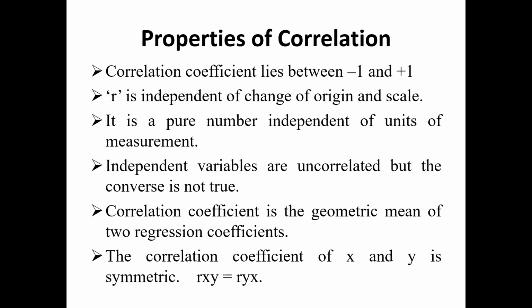Then what are the properties of correlation? The first property of correlation is the range of correlation. The correlation lies in between -1 to +1. Correlation is represented by small r and is independent of change of origin and scale. It is a pure number independent of units of measurement. Independent variables are uncorrelated, but the converse is not true.